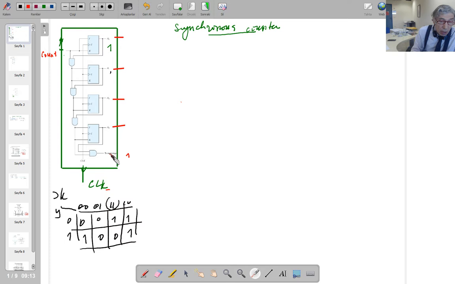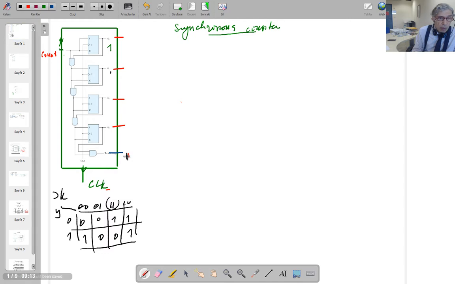There is another output here, not seen properly. Let me draw it in a different color. That one shows you output 1 when the number seen here is the highest number, that means 1, 1, 1, 1, 15. When you see 15 here, it gives a message to the next counter, because this binary counter counts up to 15. But normally you might need counting after that.